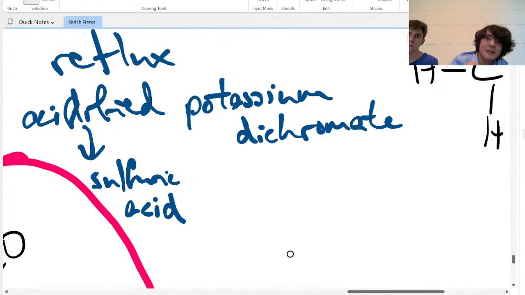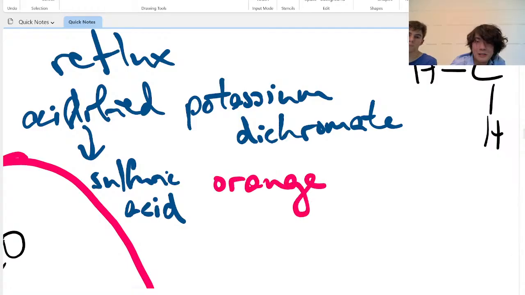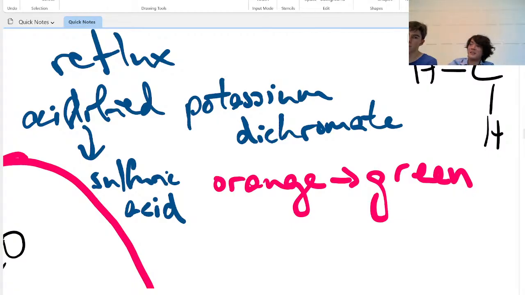They might ask you about the colour change. It goes from orange to green. And if they ask what species causes this, it's the chromium ions, the dichromate. This is a Pearson Edexcel question, but it's also used for AQA.